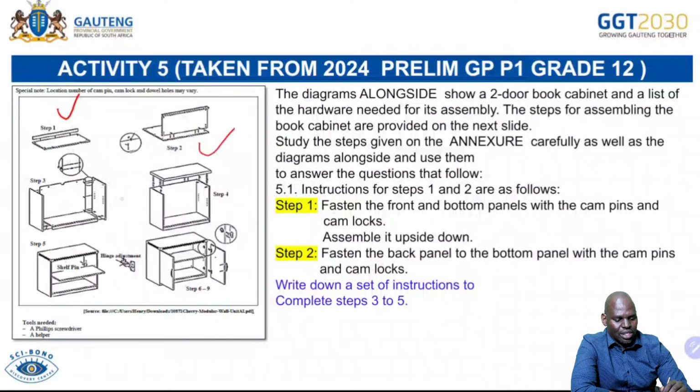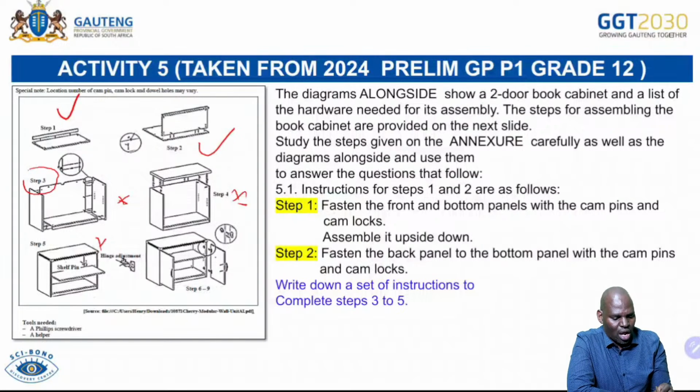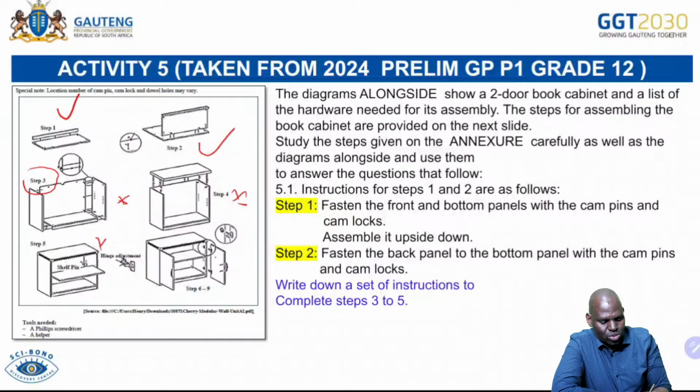Now we have to look at step number 3, step number 4, and step number 5. You can see that there we've got steps 6 to 9, but in this case we are only interested in you explaining the directions to complete steps 3 to 5. So let us look at step number 3. If you look at step number 3, you can see that they have attached the right and then the left panels.